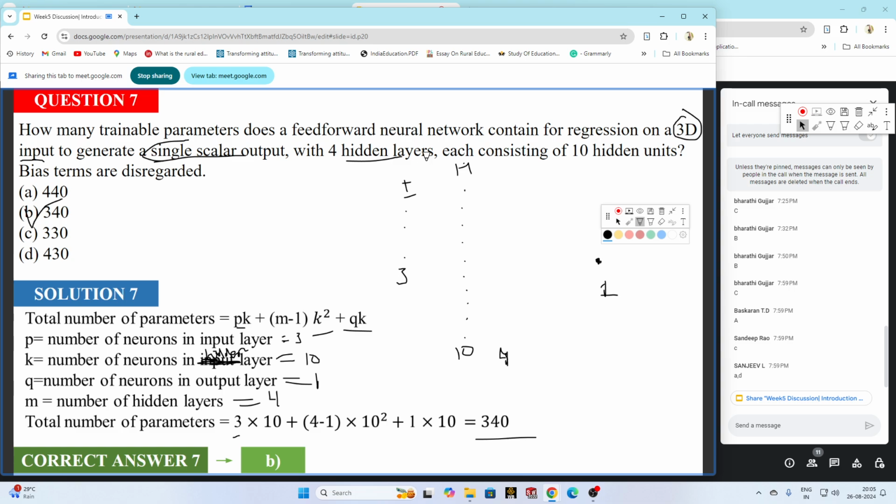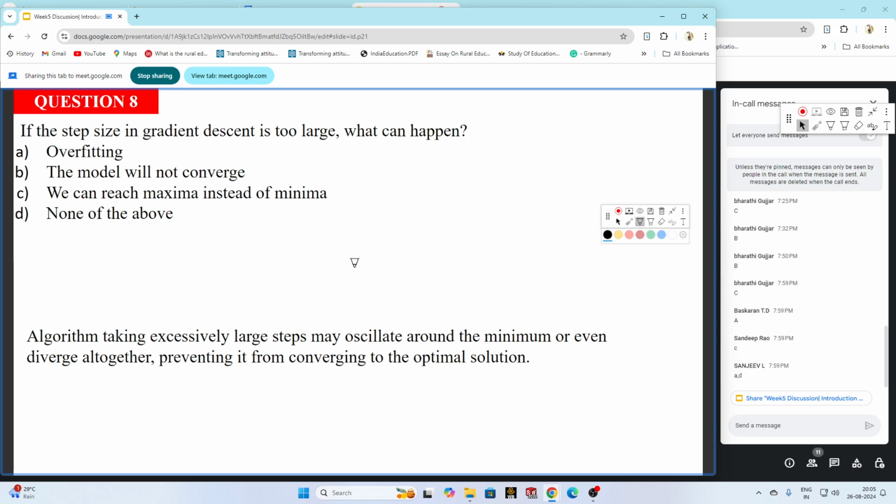Now 4 hidden layers, that means m is the number of hidden layers, that is why 4. And each consisting of 10 hidden units, that means each hidden layer consists of 10 neurons, that is why k equals 10. Clear, right? So that is why pk plus (m minus 1) k square plus qk, you put the values, you will get 340. So option B is your correct answer. Clear, right? Yes, sir.